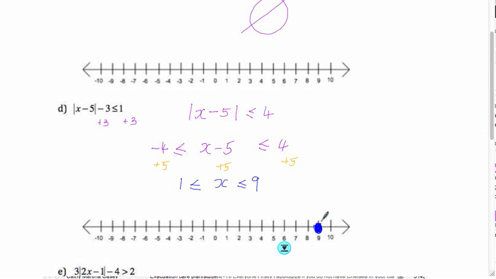And so solid dot on 9, solid dot on 1, and we are going to join those.